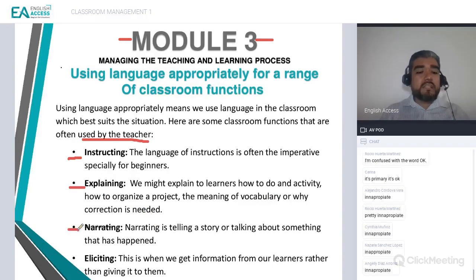Another function in the classroom for the teacher is narrating. Narrating is telling a story or talking about something that has happened. Another function in the classroom is eliciting. This is when we get information from our learners rather than giving it to them.